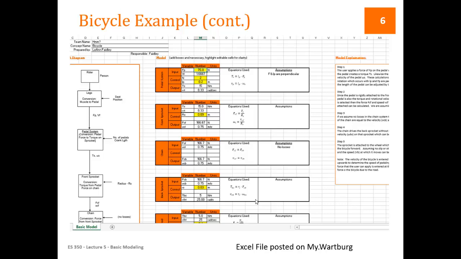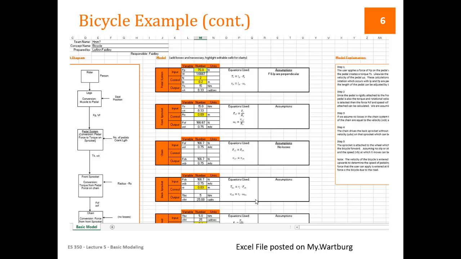Notice, for example, in the pedal system, the force is something we can vary. The velocity is not. The velocity is a coded variable, because the way this model in particular is set up is we enter the force that we're allowed to create. We go through the whole model down to the bottom, we get a speed, and then we feed that angular speed of the bicycle back up to figure out how fast the person would have to apply that force.